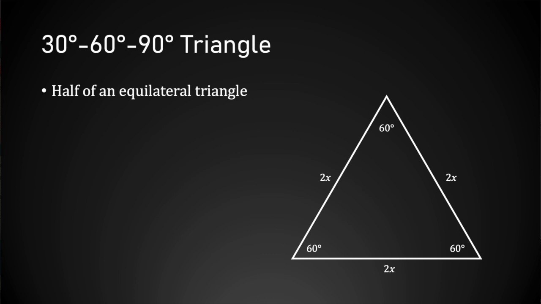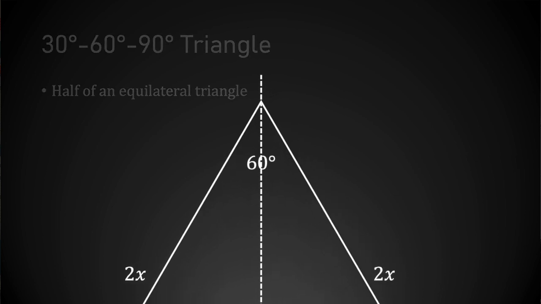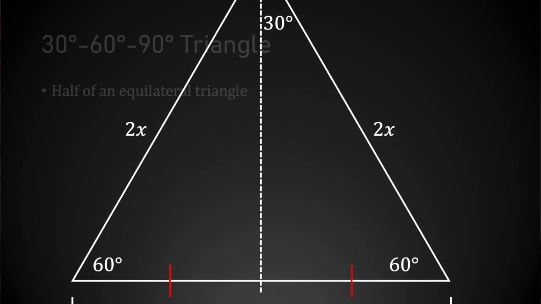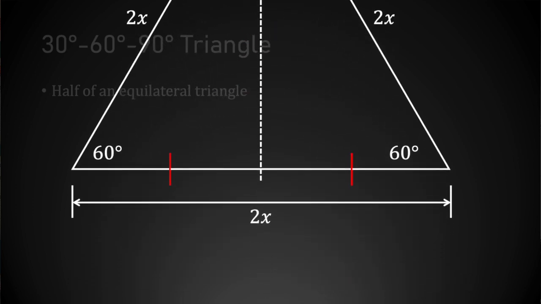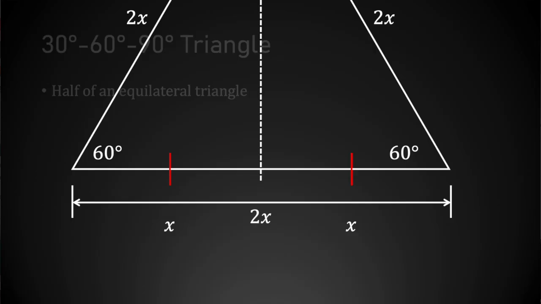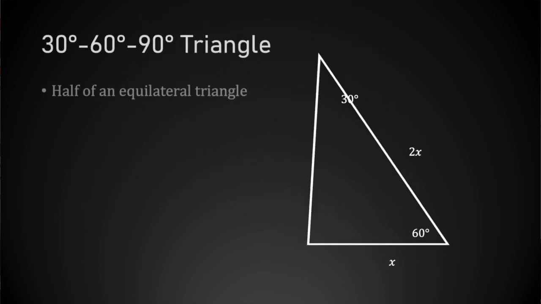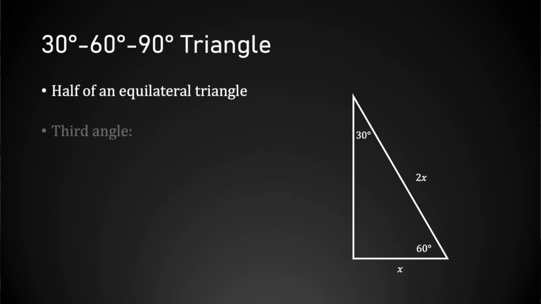Next, we'll cover the 30-60-90 triangle, which I want you to think of as half of an equilateral triangle. Watch what happens when I cut this down the middle. The 60-degree angle at the top gets split into two congruent angles which must measure 30 degrees. When I split the bottom side in half, it results in two sides that are half of what the original was. That's why I made the sides 2x instead of just x, by the way. So that's where we get 30 degrees and 60 degrees from, and the third angle, if we do the math, has to equal 90 degrees.